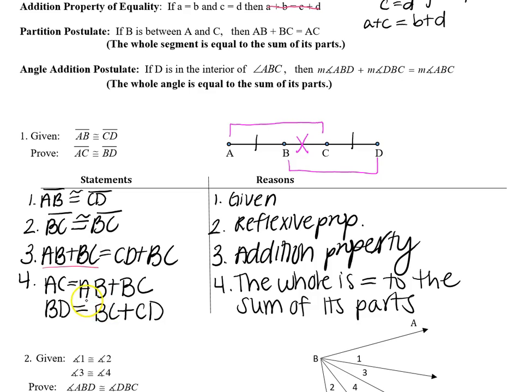Okay, here's AB plus BC, here's AB plus BC, here's CD plus BC, here's CD plus BC. What I can do is take the BD and plug it in to CD plus BC because I know that those are equivalent. Likewise, I can take AC and plug it in to AB plus BC. So by doing that, I get AC is congruent to BD, which is what I was trying to prove all along, and that's just by substitution.